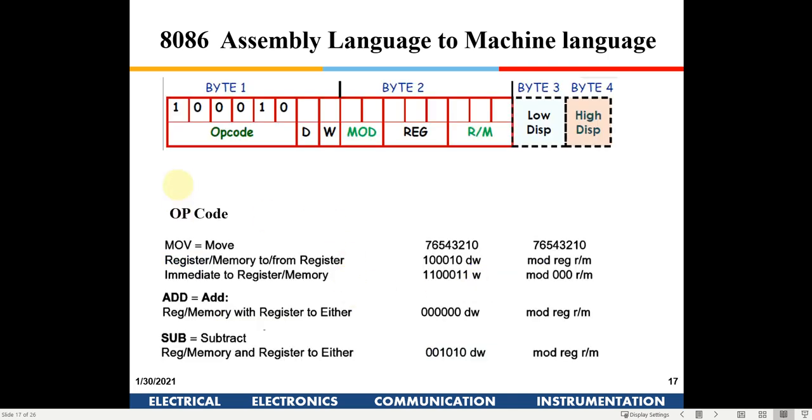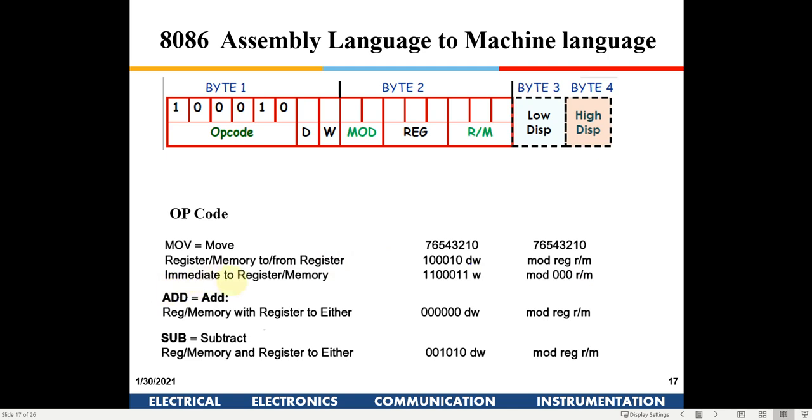Now, this is the opcode I said. How do we write the first opcode? If you see, for the move instructions, when we are moving to or from a register or a memory, this is the opcode 100010. This we will have to write here, and then we'll have to specify D, and we'll have to specify W also, depending on what it is. So this is just an example I am showing here.